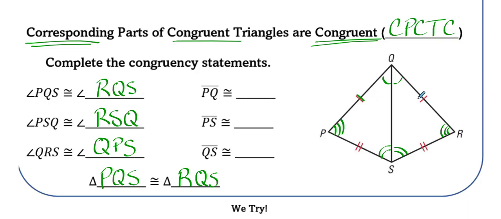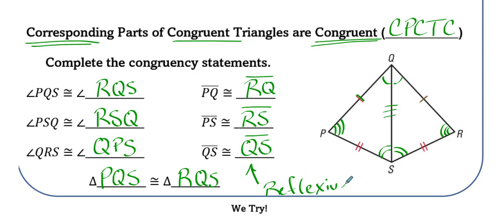PQ is congruent to RQ. PS is congruent to RS. And then QS is congruent to itself. That's the third side in both of these triangles. QS is congruent to itself. And that might seem pointless right here, but when we get into proofs, that's going to be really useful. This is called the reflexive property.